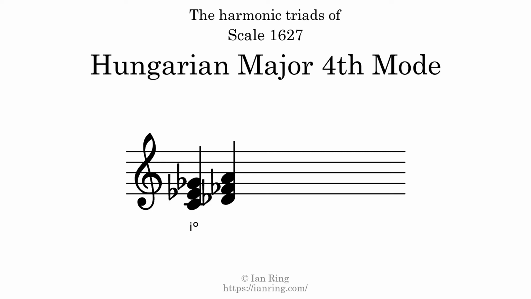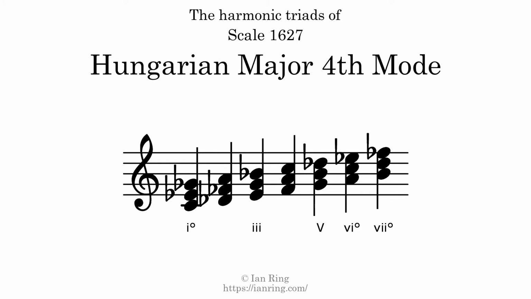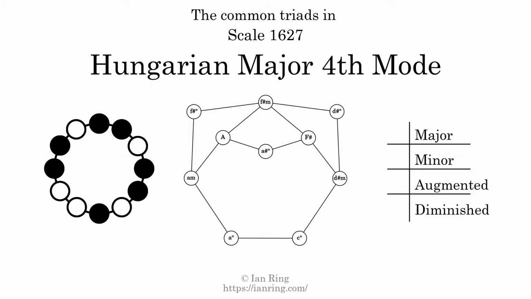Diminished, unnamed, minor, unnamed, major, diminished, diminished. Here are the common triads present in this scale. The diagram in the center is a graph of parsimonious voice leading between triads. There are 2 major triads. There are 3 minor triads. There are no augmented triads. There are 5 diminished triads. Here is a Hamiltonian path of parsimonious voice leading that uses all the triads.